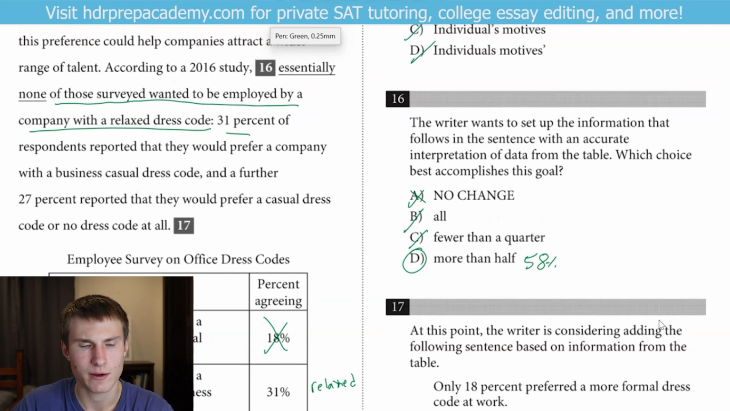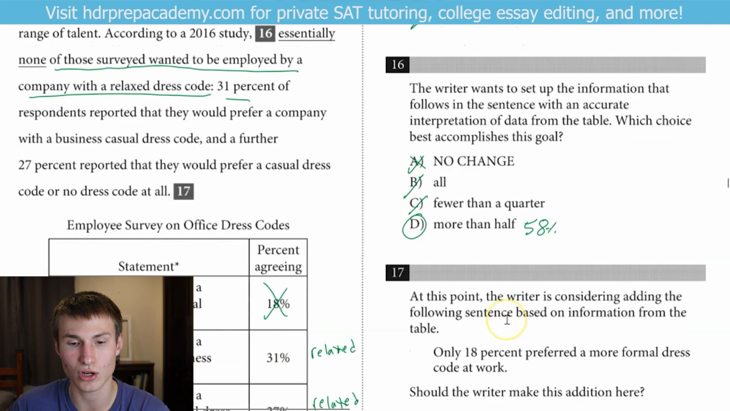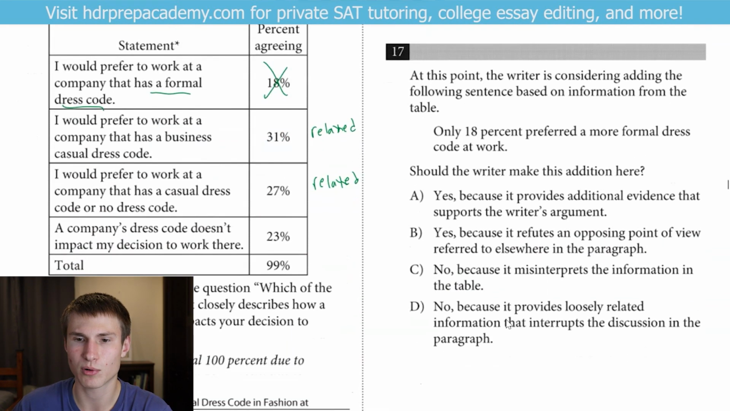Let's keep reading. Okay, we have 31% of respondents reported that they would prefer a company with a business casual dress code, and a further 27% reported that they would prefer a casual dress code or no dress code at all. Now at this point, the writer is considering adding the following sentence based on the information from the table: Only 18% preferred a more formal dress code at work. Should the writer make this addition here?